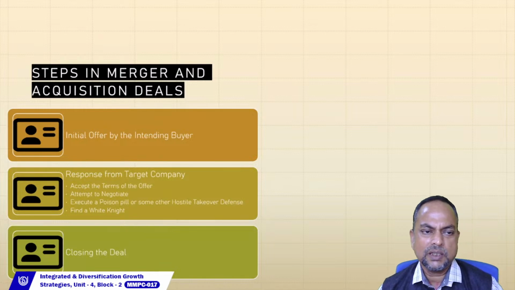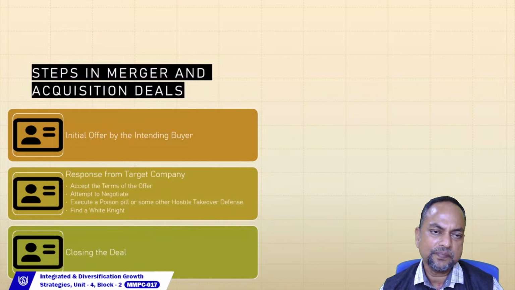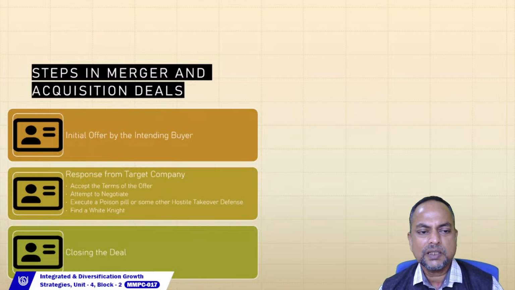So let's wind this up with the basic steps that we need to take for these mergers and acquisitions. We say there are initial offers, right, of the intention of buying. So one company is making the offer to the other organization, and in the second step, you're getting a response from the target company, right? So if you accept the terms of the offer, then it's okay. You move to the third step, that is to attempt for negotiation, or you have some other kind of defense mechanism, like for avoiding a hostile takeover. So you find a white knight, like a friendly merger kind of thing, right? And after that, you are closing the deal, right?